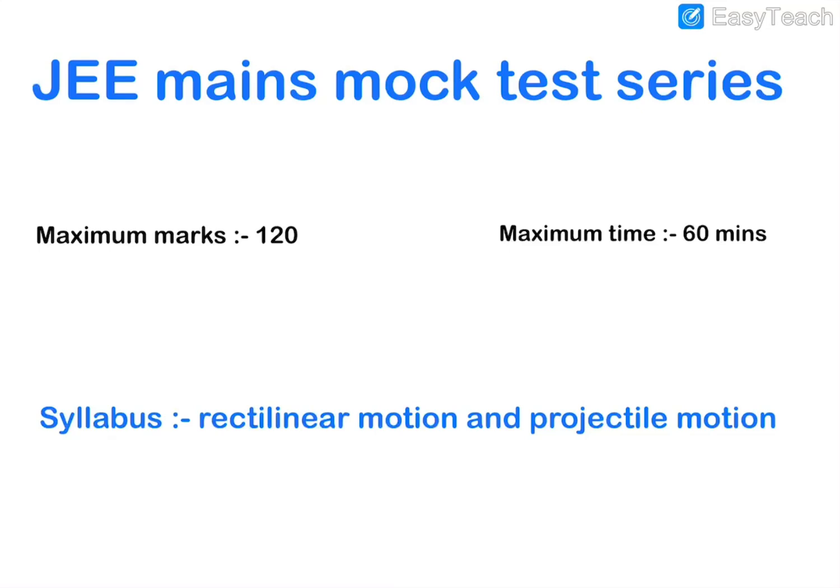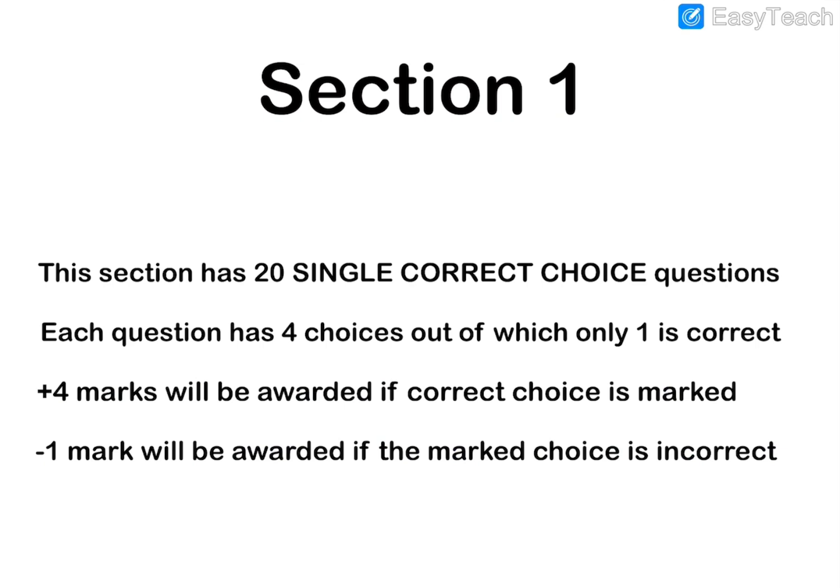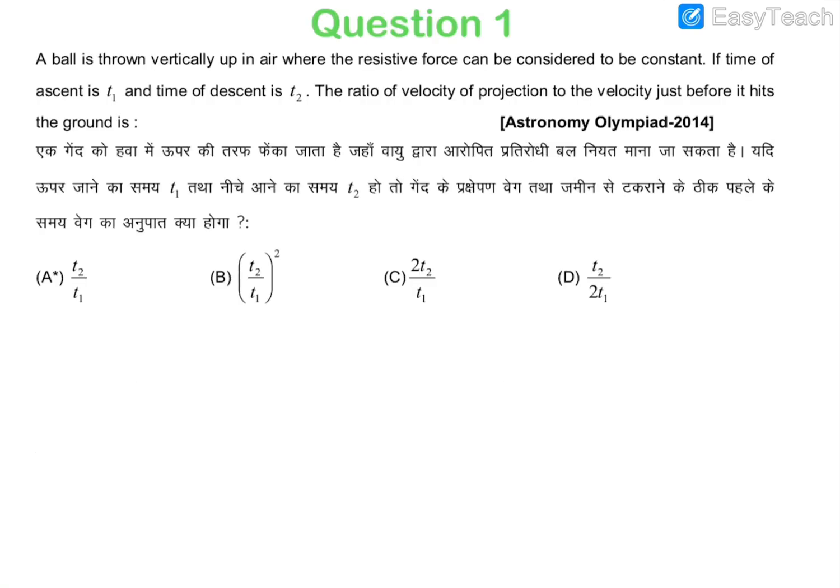In this video today we are going to discuss the solutions of that JEE Mains mock test which had the syllabus of rectilinear motion and projectile motion. So let us start from section 1 which has 20 questions, and each of those 20 questions is an SCQ, single correct choice.